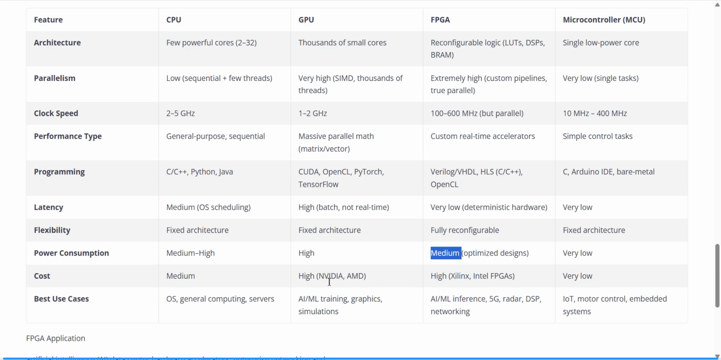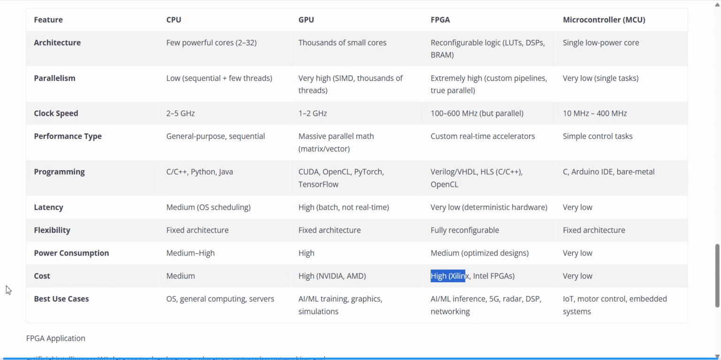The costing is very high for the GPU and the FPGA, depending on the Zynq, Virtex, Kintex, which are all families of Xilinx, and the Cyclones and others for Intel FPGA, and the Microchip FPGA.